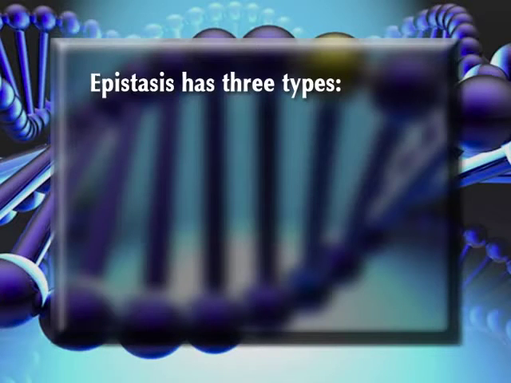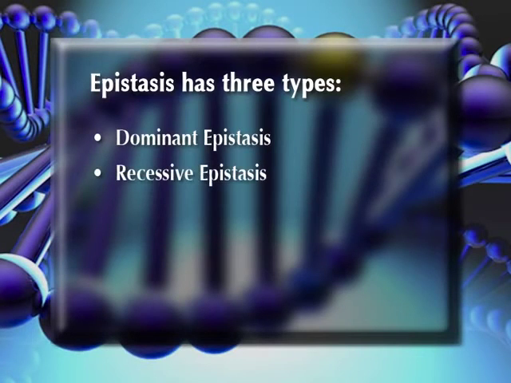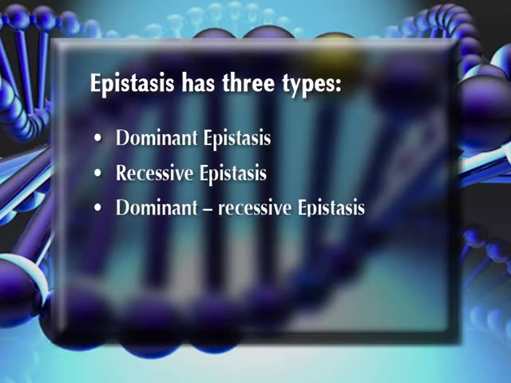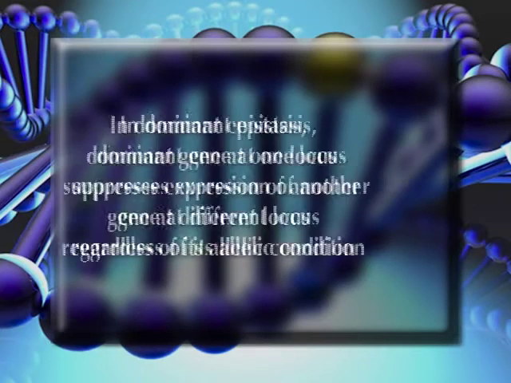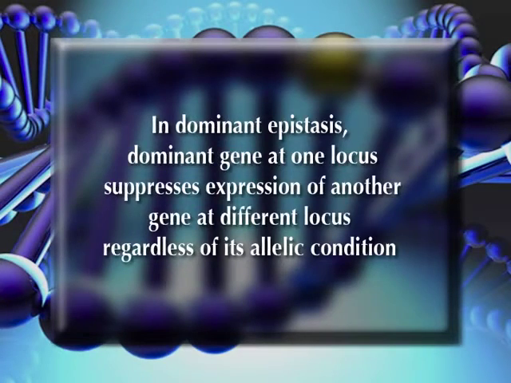Epistasis is of three types. Number 1, dominant epistasis. Number 2, recessive epistasis. And the third one is dominant recessive epistasis. Now, dominant epistasis. In dominant epistasis, the dominant gene at one locus suppresses the expression of another gene at a different locus regardless of its allelic conditions.